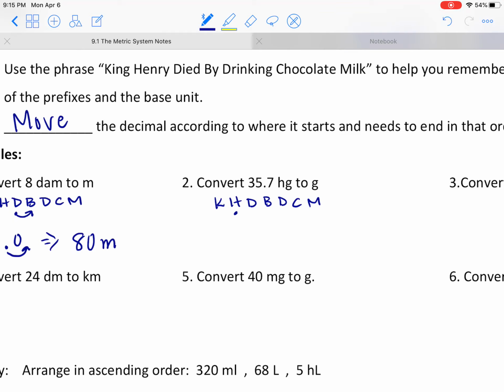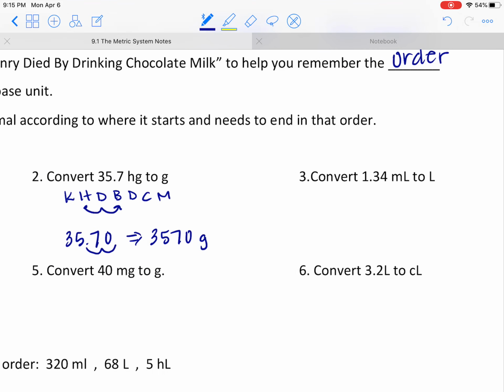Same thing here. If I want to go from hectograms to grams, so King Henry died by drinking chocolate milk, I want to go from hectograms to grams, which is my base. I'd have to move 2 times to the right. So I take my 35.7, let me add a 0 there. If I move the decimal 2 times to the right, I end up with 3,570 grams. Okay?